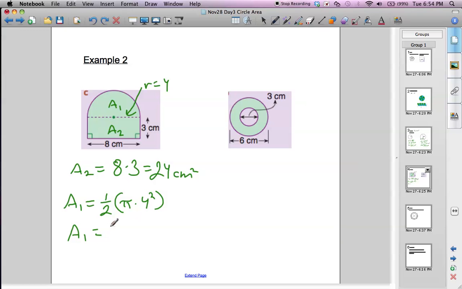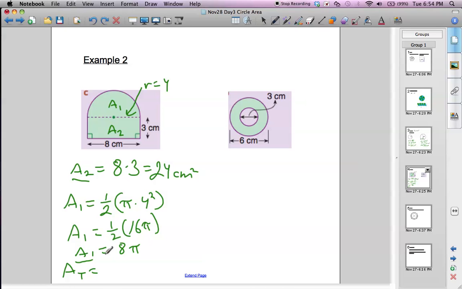Let's do half times, but we're going to do the 4 squared first. You get 16 pi. Half of 16 is 8. So A1 equals 8 pi. And so we have A1 and A2. We're going to get the total area now, which is called AT.